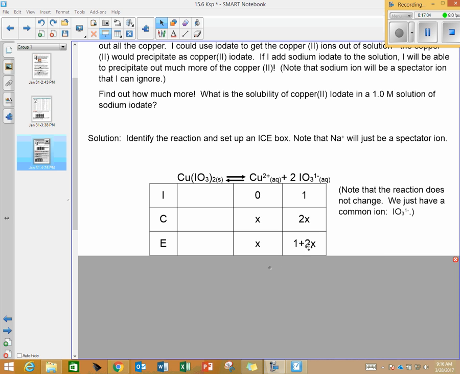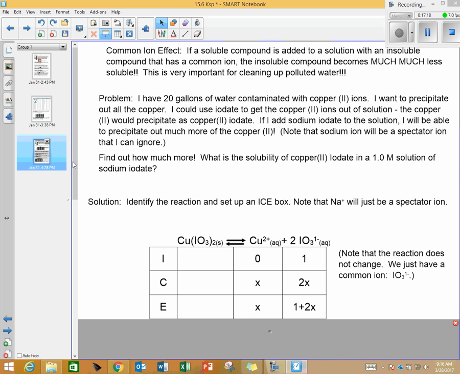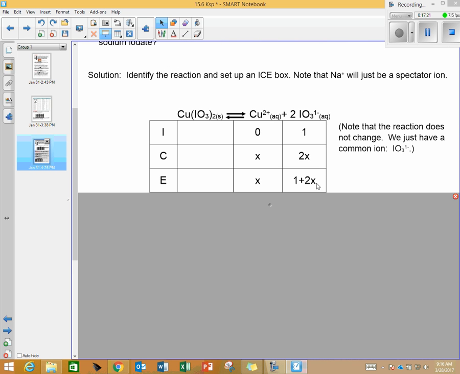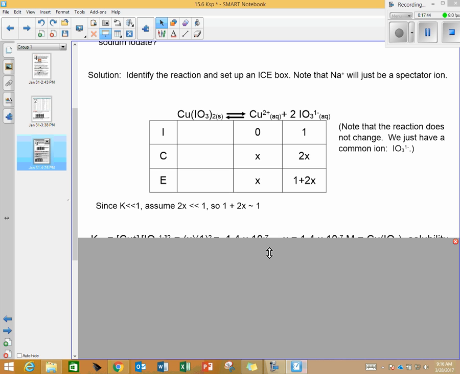Now, we're adding something to a number. We know that K is really tiny. We were given K in this problem, 1.4 times 10 to the negative 7. This number is much smaller than 1, so we can make the assumption that X is much smaller than 1 because K is much less than 1. So we assume 2x is much less than 1, and 1 plus 2x is approximately just 1 because the 2x is so small.